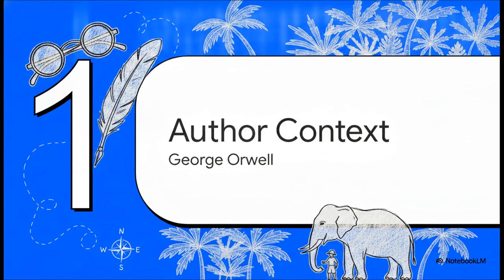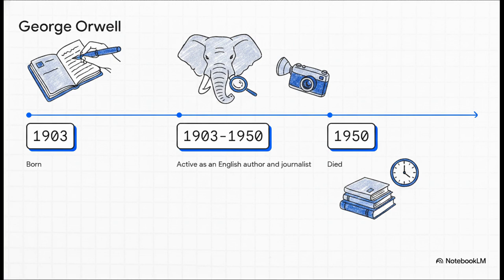Right, let's kick things off with Section 1, Author Context, Getting to Know George Orwell. So, Orwell lived a pretty brief but intensely active 47 years, from 1903 to 1950. The key thing to remember here? He wasn't just an English author, he was a journalist. And that journalistic, ultra-observant eye, that's literally the lifeblood of Shooting of an Elephant. The essay draws directly from his own gritty, real-world experiences serving as a police officer in Burma. It's not just a story, it's practically a first-hand report.